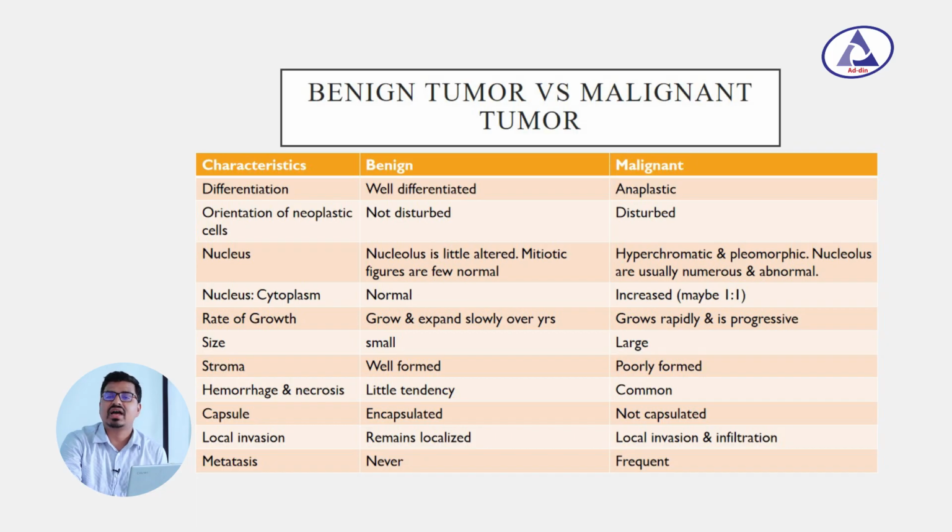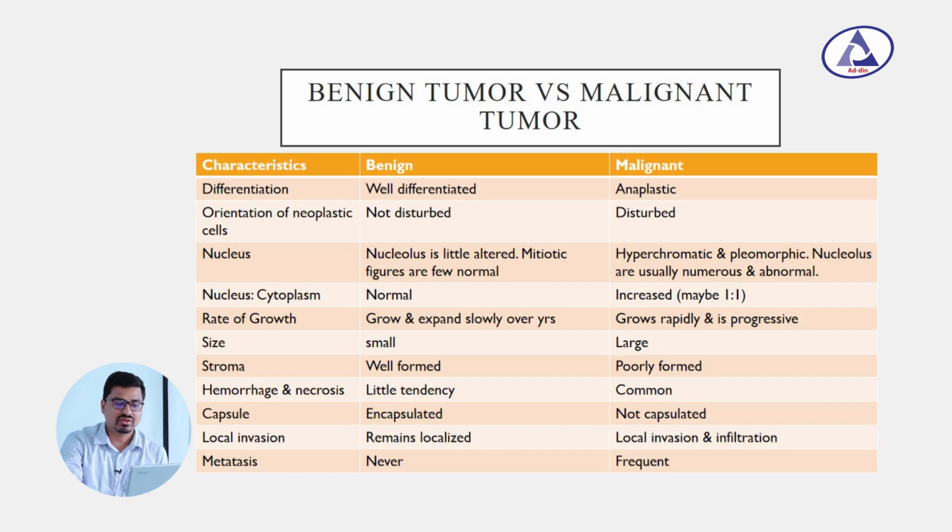In case of malignant, the nucleus is hyperchromatic and pleomorphic. Pleomorphic means variation in size and shape of the cell. Nucleoli are usually numerous and abnormal. What is the nucleus and cytoplasm ratio? In case of benign, normal. In case of malignant tumor, that is 1:1, increased. Normal is 1:4 or 1:6, nucleus and cytoplasm ratio.